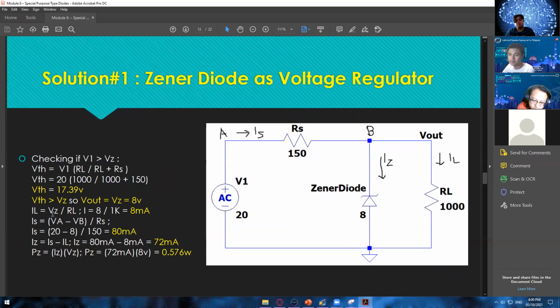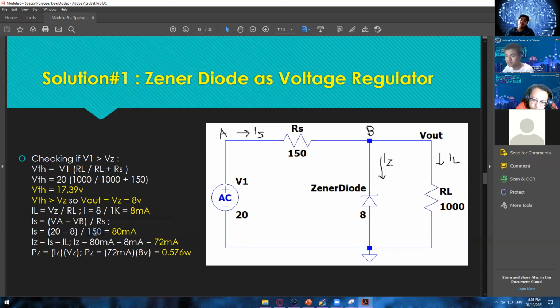The same with IL. Okay, we also have the VZ. Right, so VZ is 8 volts, wherein it's the rated voltage. IL can be solved using VZ divided by RL. RL is already here, so no problem with the IL. And then for the IS, we have here VA minus VB, wherein VA is equal to the 20 volts, and then VB is after passing through this RS. Okay, so just get the voltage drop, and then deduct that from our 20 volts, and it will give us a result of 8 volts.